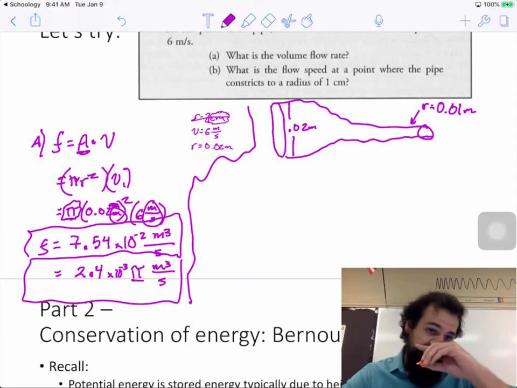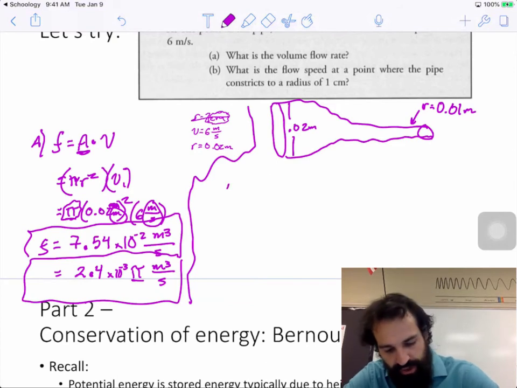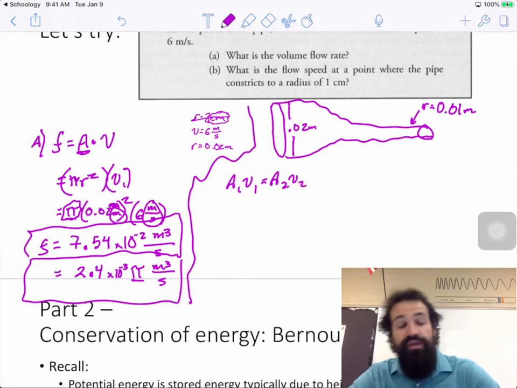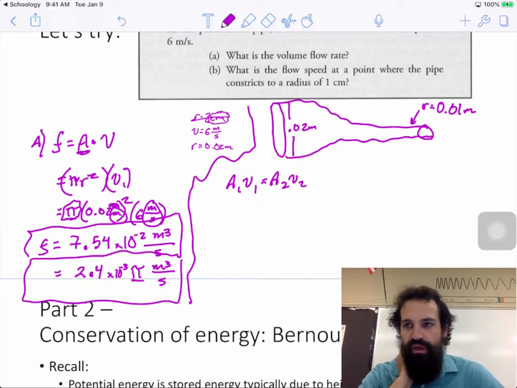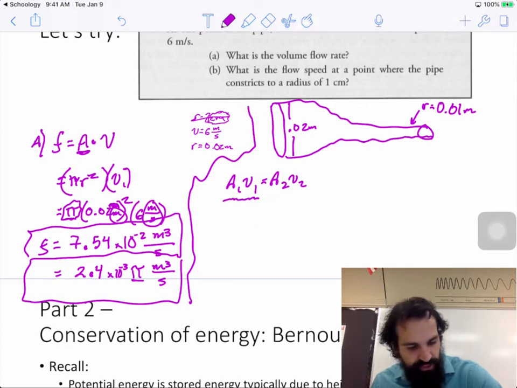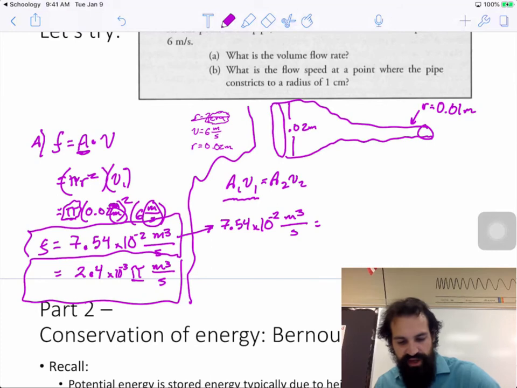And now we're going to use the continuity of flow rate equation, or rather, A1 V1 equals A2 V2. This is a critical equation, but it is on your equation sheet, so you do not have to memorize it, but you do need to be able to use it. We've already calculated A1 V1, and I'm going to use my first answer, 7.54 times 10 to the negative 2 cubic meters per second, and set that equal to A2 V2.